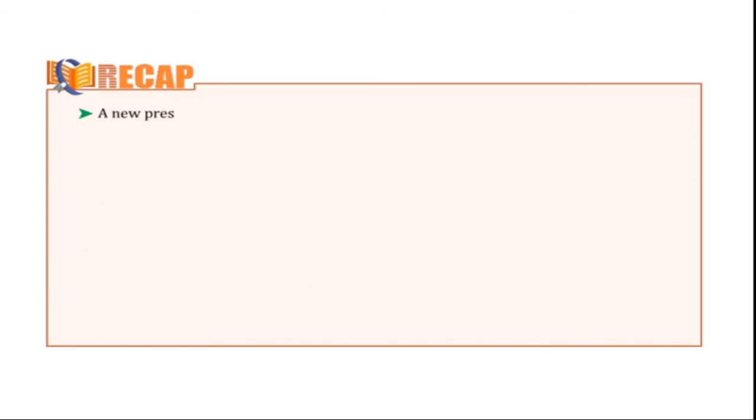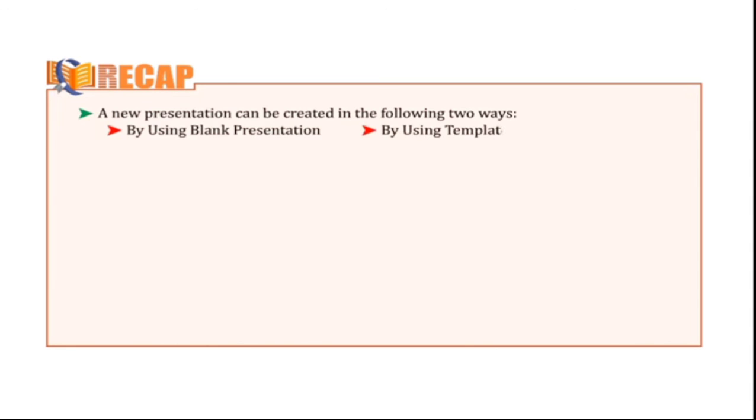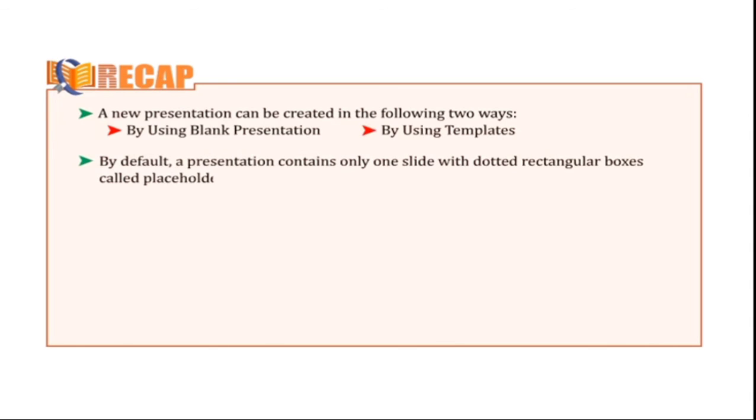A new presentation can be created in the following two ways: by using blank presentation, by using templates. By default, a presentation contains only one slide with dotted rectangular boxes called placeholders. A slide layout refers to the general arrangement of various components on the slide.